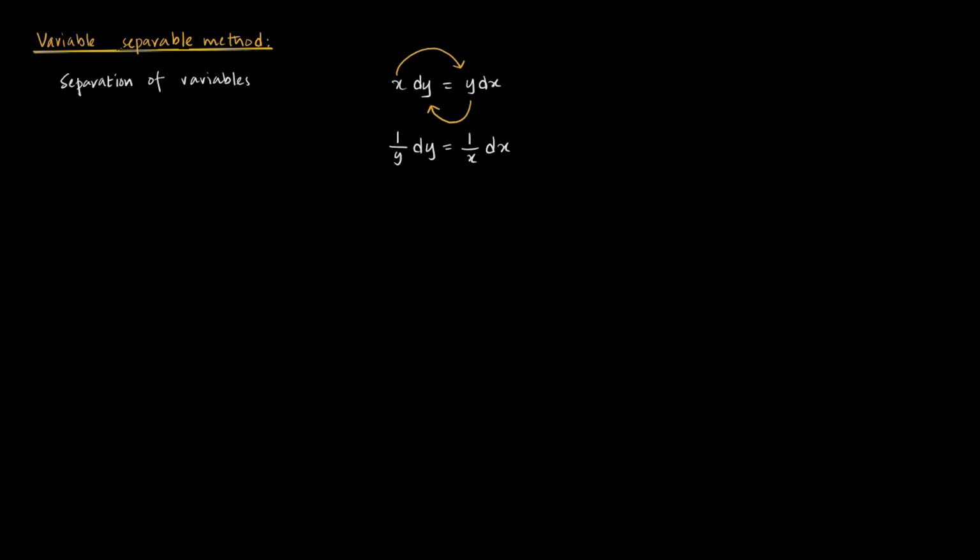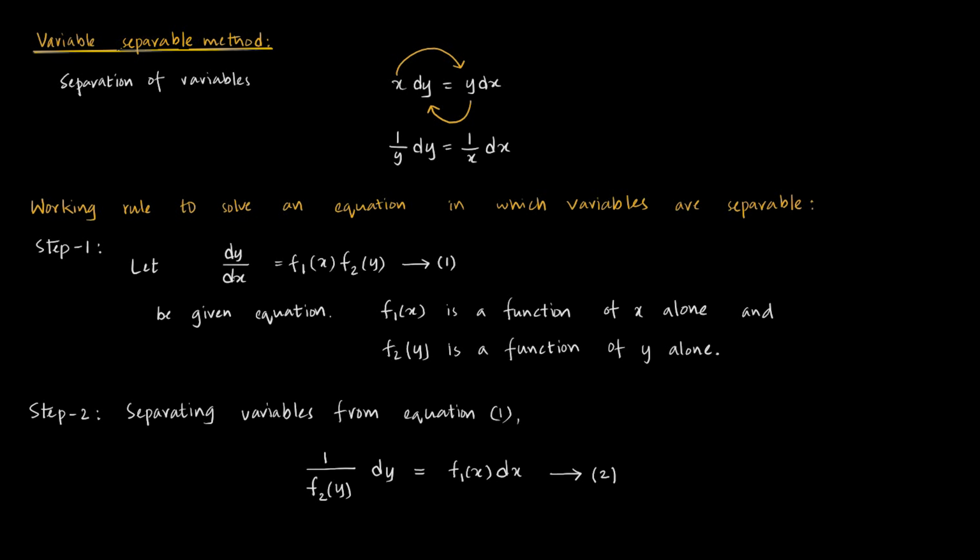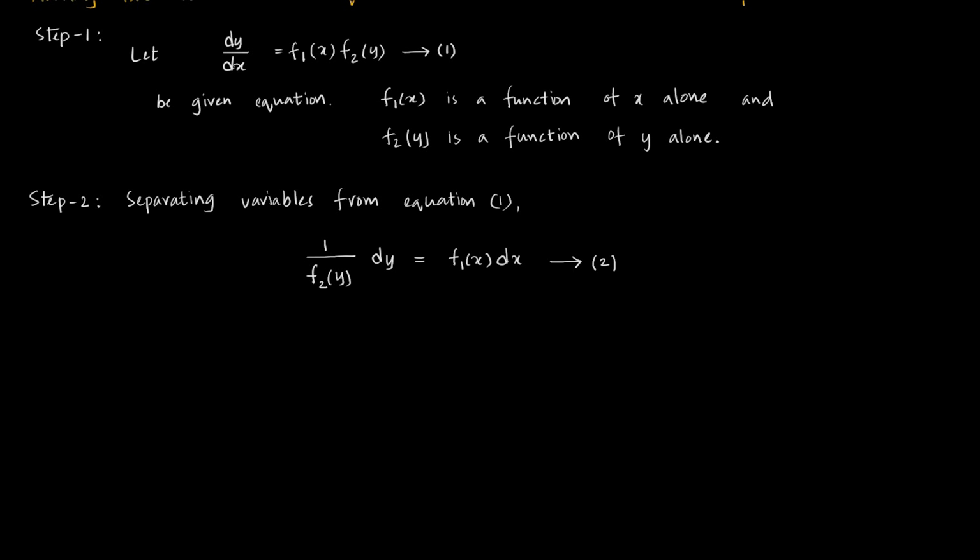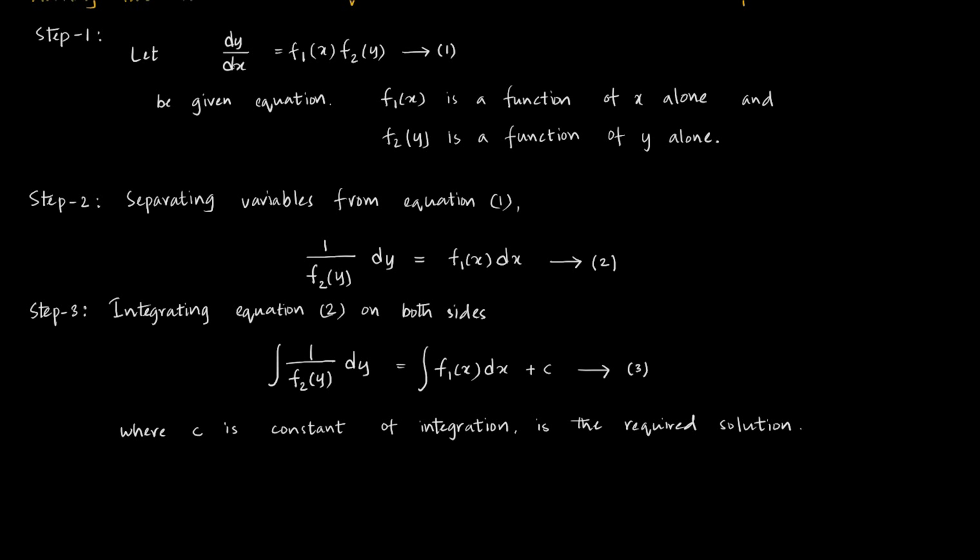Before going to solve a differential equation, let us know the working rule to solve an equation in which variables are separable. We have 3 steps here. First, we rewrite the given equation by separating the variables and then integrate the rewritten equation to get the final answer. These are the steps to follow.